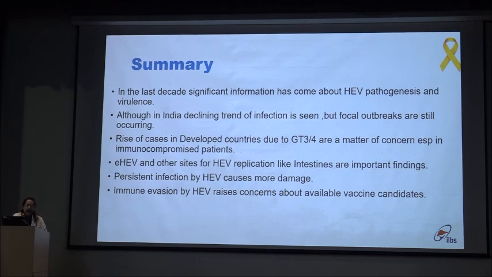The quasi-enveloped HEV and the existence of other sites of HEV replication, like the intestines, are important recent findings, which can cause persistent infection and can cause lots of damage. Immune evasion by HEV raises concerns about available vaccine candidates.